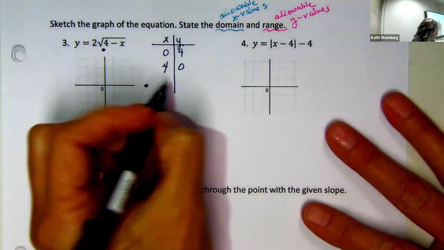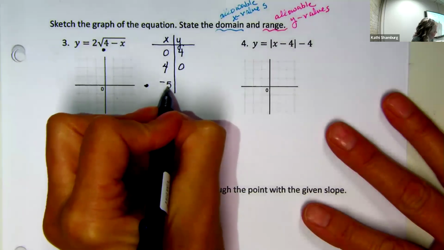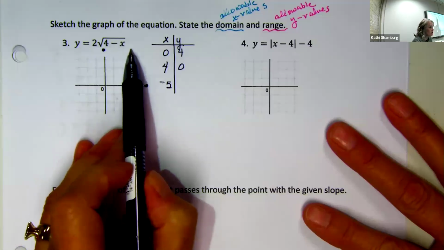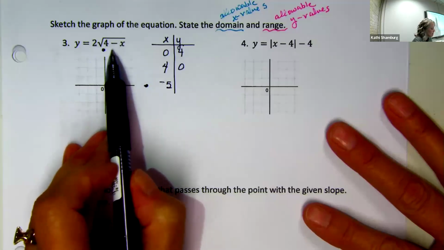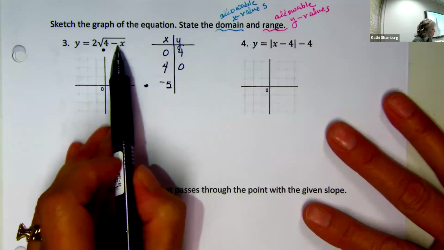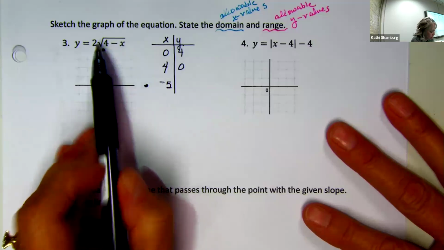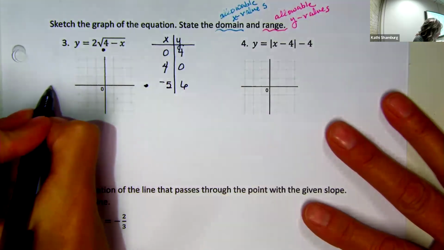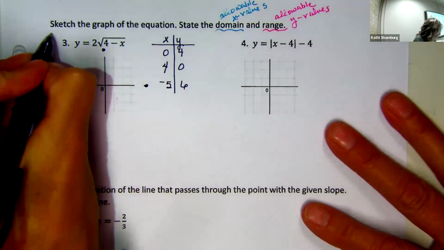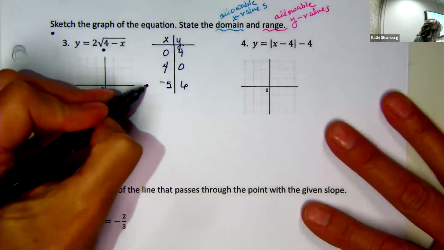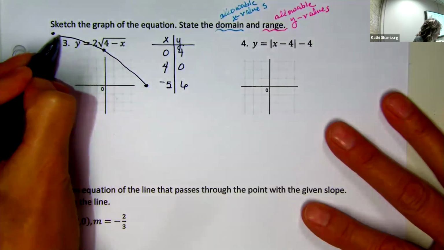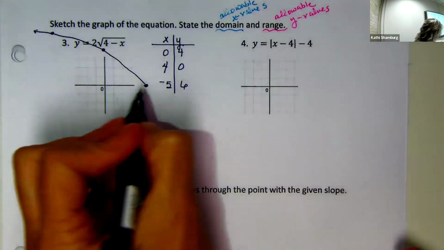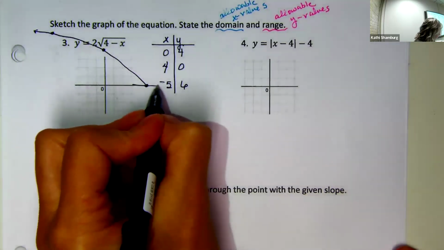And then I'm going to do one more. I'm going to do -5. So 4 plus 5, because it's 4 minus -5. So 4 plus 5, we get 9. The square root of 9 is 3. 3 times 2 is 6. So 1, 2, 3, 4, 5, and that was 4. So it's somewhere up here. So you're getting something that looks like this. This is your x-axis.